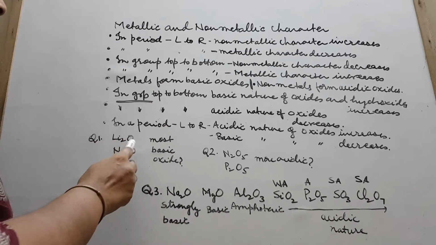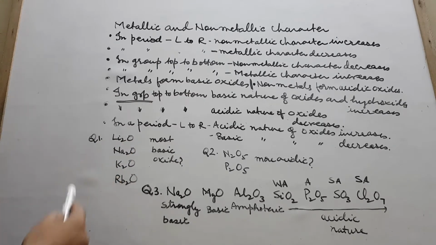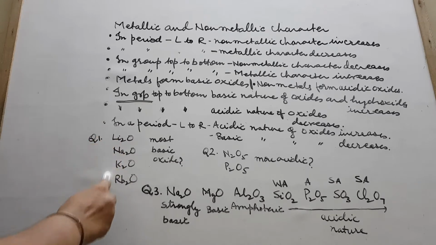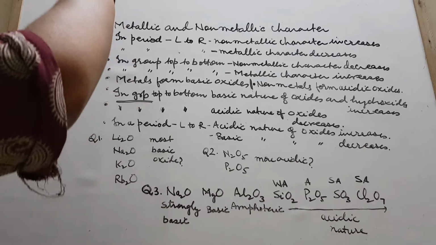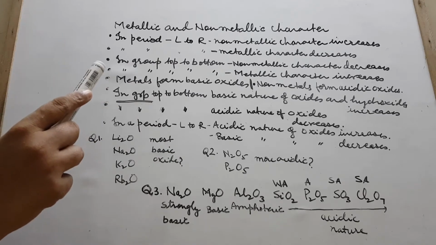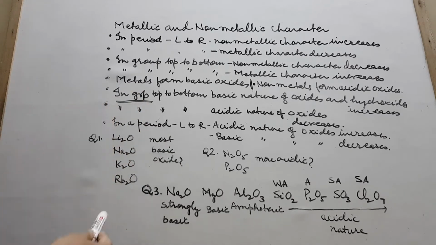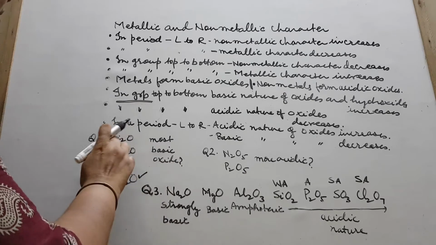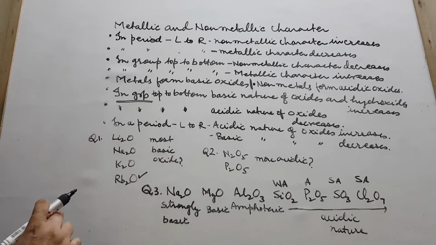Now the questions. You are given lithium oxide, sodium oxide, potassium oxide and rubidium oxide. Which out of these will be most basic in nature? So we have learned, first we know that these all are metallic oxides. Then I can see they are from the same group. Top to bottom we know metallic character increases and we know metals form basic oxides. So the basic nature of oxides will also increase. Hence, rubidium oxide will be the most basic in nature and lithium oxide will be the least basic.